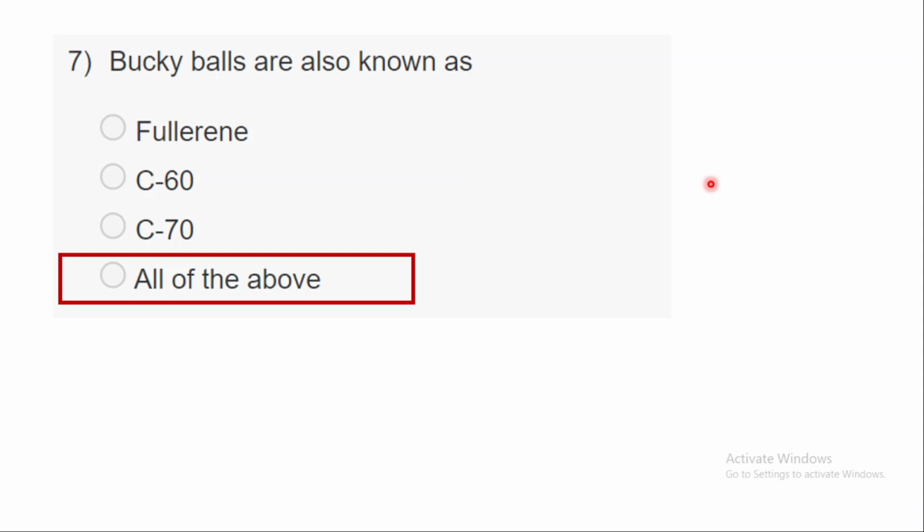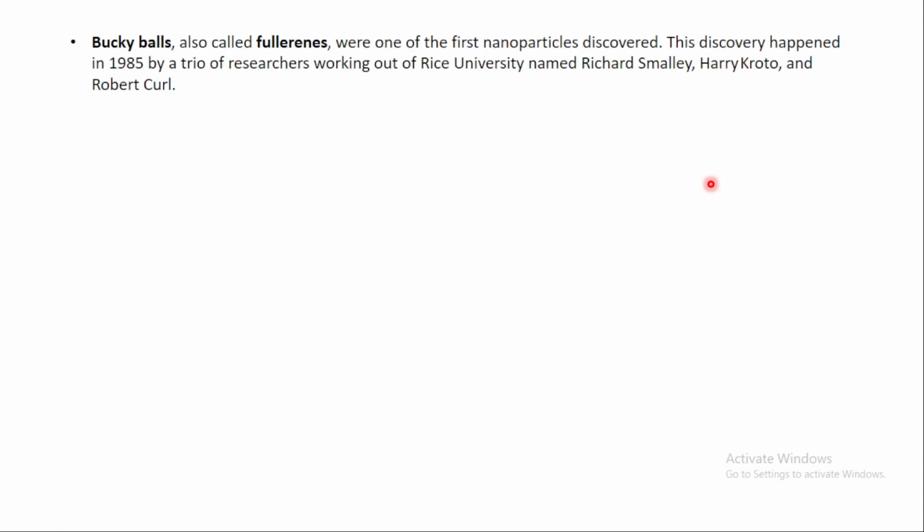The correct answer would be D, as most of us have correctly answered and guessed. The answer is all of the above. Buckyballs are also known as fullerene, C60 and C70, all of them. So let's see where the confusion lies and what is the rationale behind this answer.